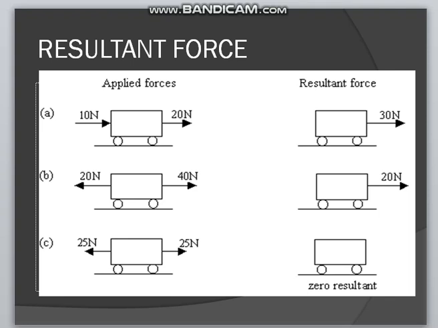Now you can see in the third example, equal magnitude forces are acting in different directions, in the opposite direction. Because they are of equal magnitude, they will cancel each other and overall there will be zero resultant. No force will work on that particular object. So this is the introductory part of force. In our next video, we will discuss the effects of force.